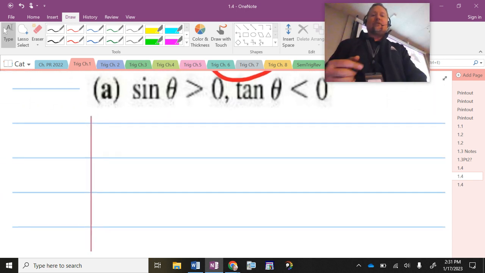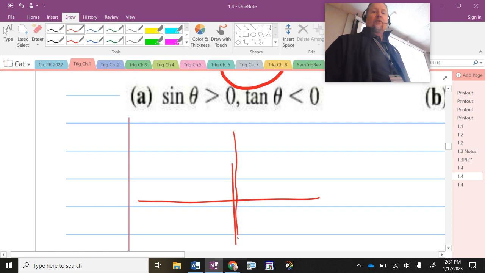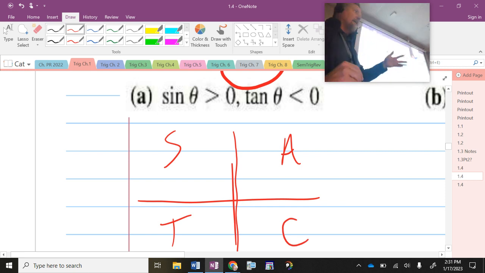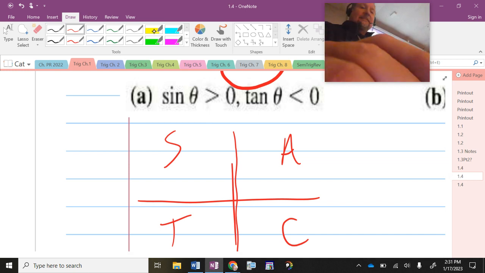Here's the first thing you should do. Here's what you should write at the top of a test: SOHCAHTOA, Sir Kicks or Ticks, and then ASTC. As a matter of fact, you almost have time to write that in every question just to make sure you have your signs correct. Okay, then what does this mean about sine?